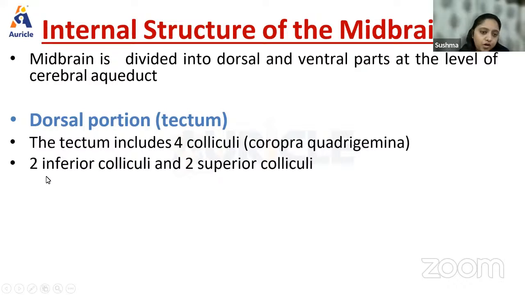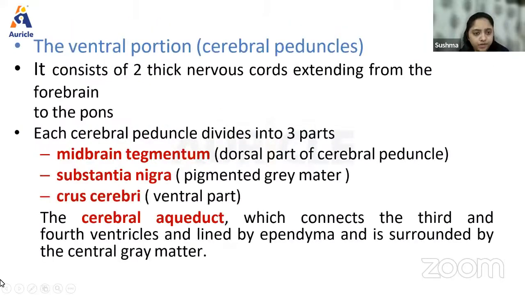Superior and inferior colliculi. Superior is related to light, so LGB. Inferior is related to music, so MGB. Simple. Now I am talking about the 2 cerebral peduncles in the ventral aspect.